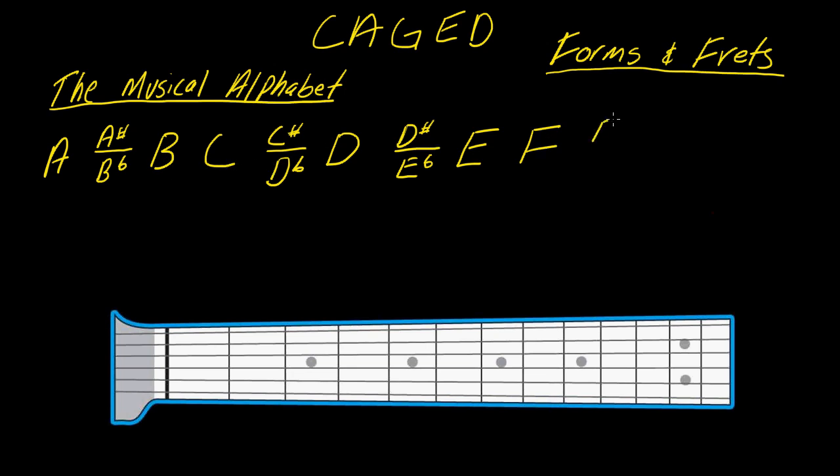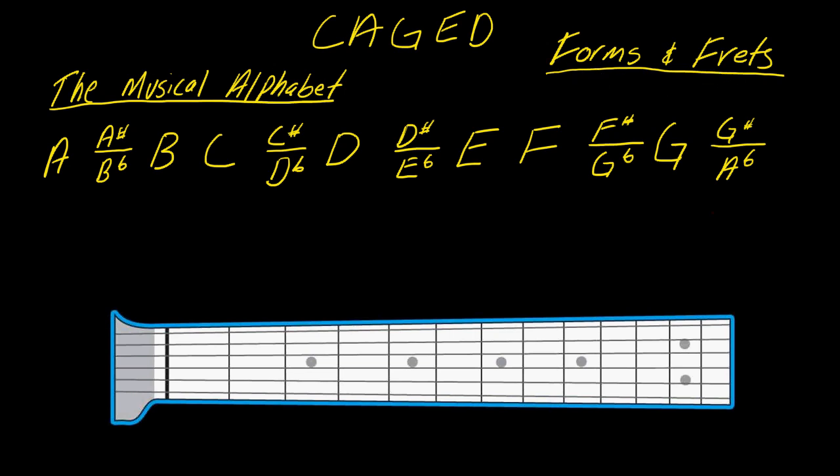Okay, but after F, there's F sharp or G flat. And then there's G. After G, there is a G sharp or A flat. Now remember, I give it two names, but they're basically the same note. And technically, depending on what key, one is more appropriate. But for this example, all you need to know is those are two names for the same note. Okay, so there's 12. 1, 2, 3, 4, 5, 6, 7, 8, 9, 10, 11, 12. So you need to know this before we move on to forms and frets.